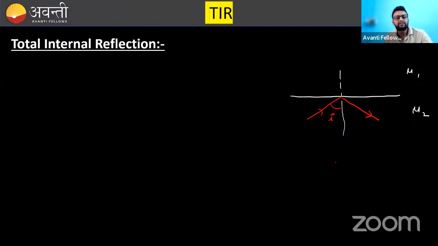And this phenomenon is known as total internal reflection. Actually, there is a transparent medium above. Both the media are transparent, but still refraction is not taking place. Only reflection is taking place. That's why it is called total internal reflection. All the light that strikes the interface is reflected back. That's why the term total internal reflection comes.